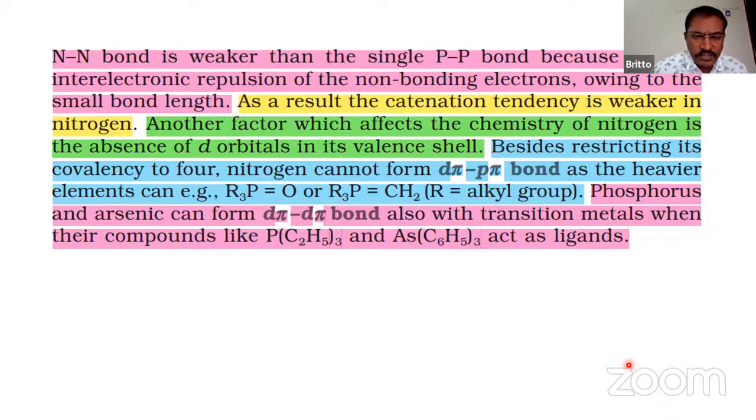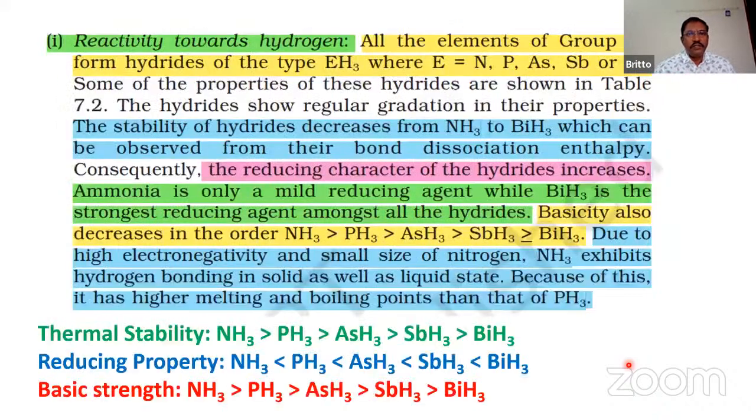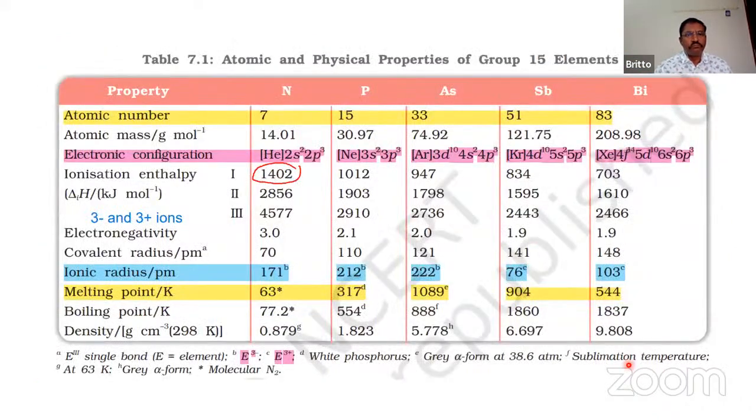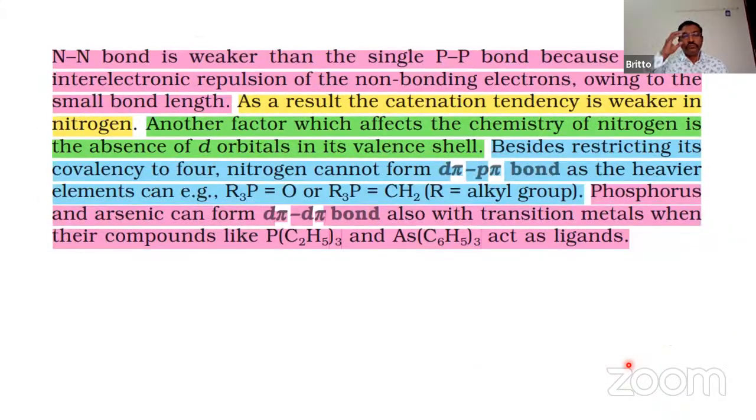Okay, nitrogen, if you look at it, the nitrogen single bond is weaker than the single phosphorus bond because of the interelectronic repulsion of non-bonding electrons. Non-bonding electrons are present in nitrogen, and the bond length is smaller in nitrogen because of the atomic size. So because the bond length is small, the interelectronic repulsion is high, so it's going to be a weaker nitrogen bond.